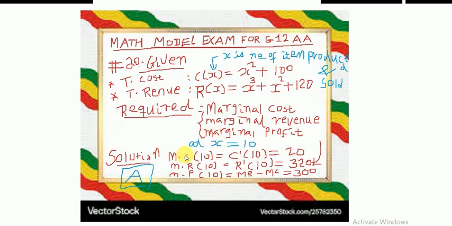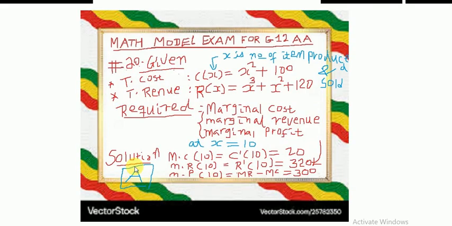Marginal cost for x equal to 10 means the derivative of the cost function at 10, which is 20. Similarly, marginal revenue for x equal to 10 is 320. Marginal profit for x equal to 10 is 300. So let us see the choices. Which one is correct? A says the marginal revenue is 320. I think so. Yes, marginal revenue is 320, so the answer is A.